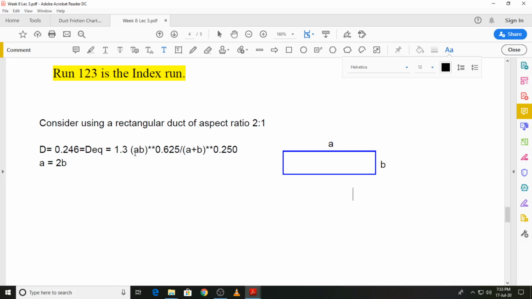Now what we will do in this equation, where we have A, you will substitute 2B, so it will become 1.3 times 2B square raised to the power 0.625. Then it will become 3B raised to the power 0.25, and then there is just one unknown, that is B, and that will give us the value of B, which will come out to be, you can verify it yourself later on, 0.161 meter. And once you have got the value of B, just multiply that value that you have obtained to give you the value of A.